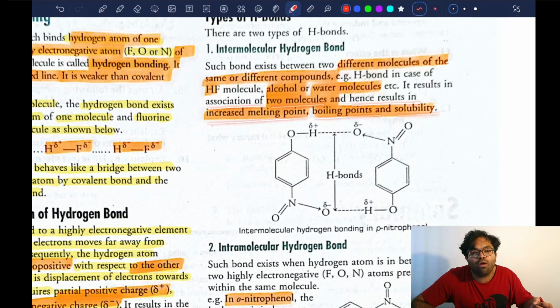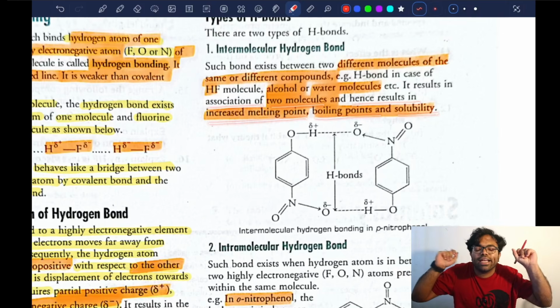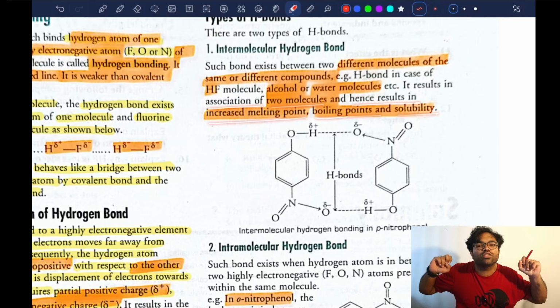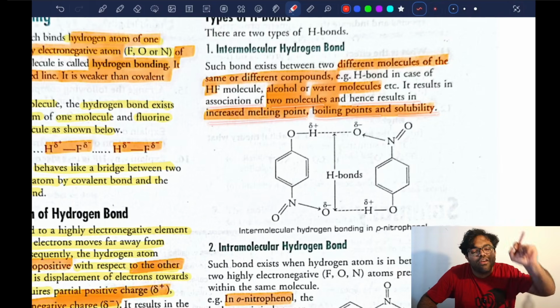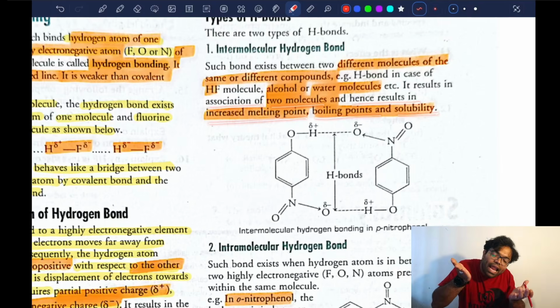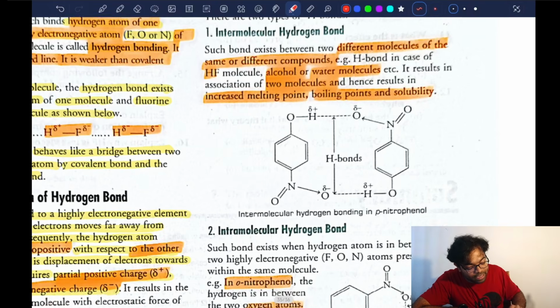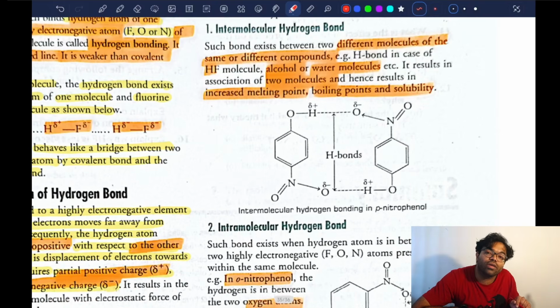Basically, if a molecule can produce a large number of hydrogen bonds, like in the case of alcohols, if you dissolve them in water, the alcohol molecules will quickly form hydrogen bonds with the H2O molecules in water and result in quick solubility. So that is the reason why alcohol is actually soluble in water. Similarly, the melting and boiling point also increases.